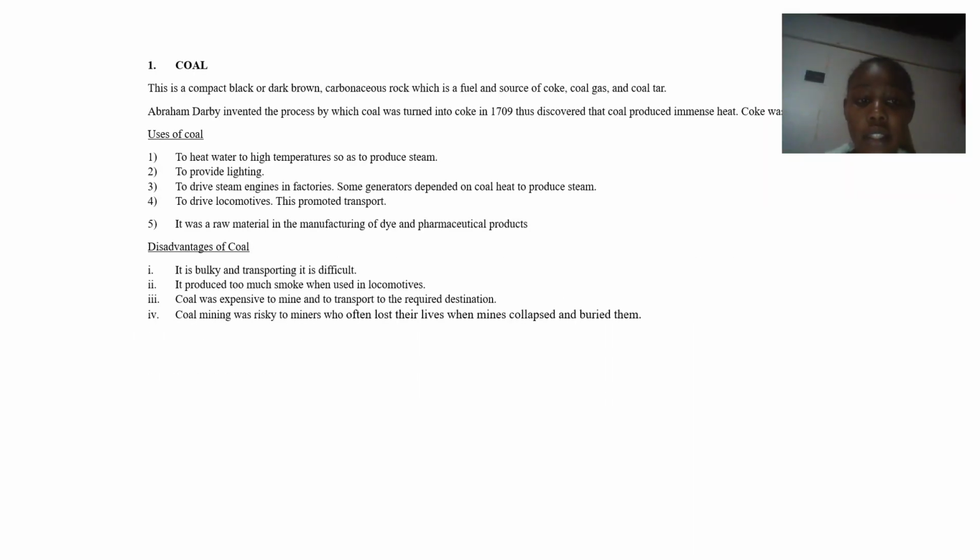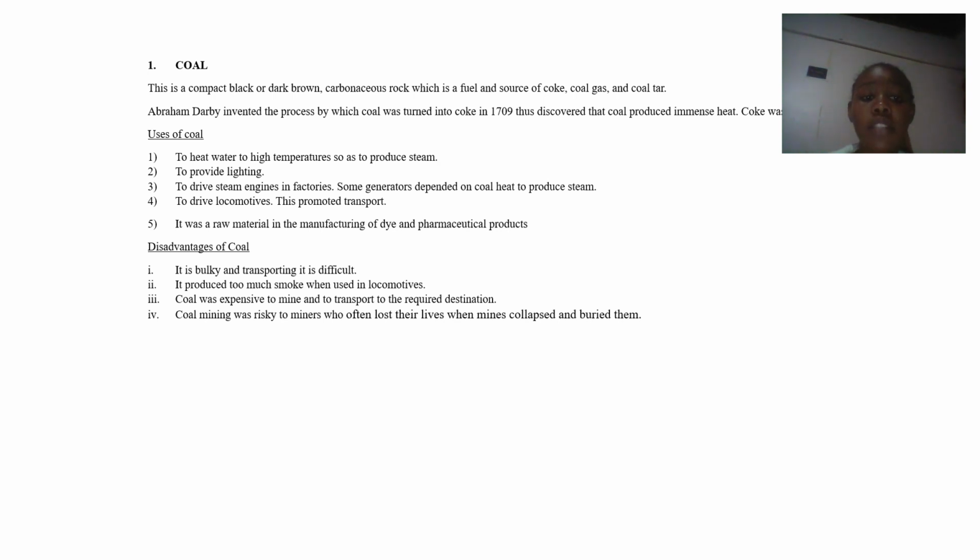The first one is coal. Coal is a compact black or dark brown carbonaceous rock which fuels and is a source of coke, coal gas, and coal tar.